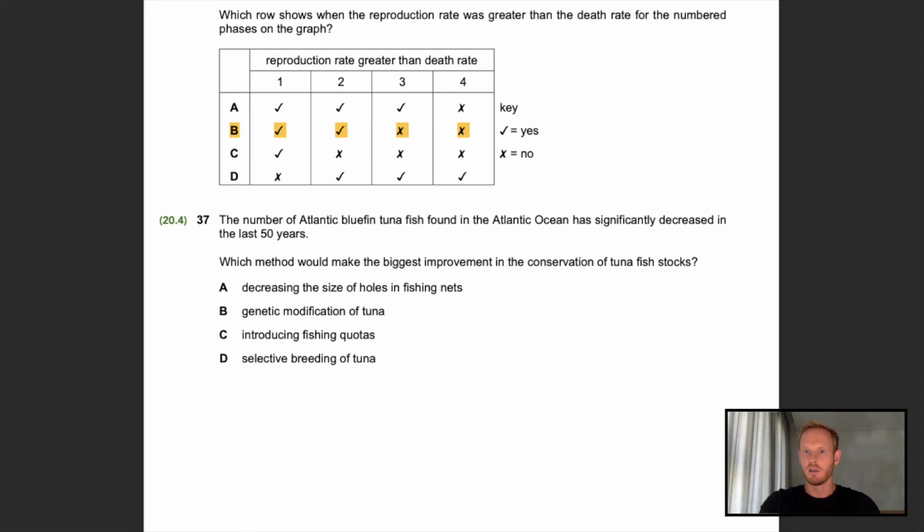Number 37. The number of Atlantic bluefin tuna fish found in the Atlantic Ocean has significantly decreased in the last 50 years, and this would be due to overfishing. Which method would make the biggest improvement in the conservation of tuna fish stocks? So decreasing the size of holes in fishing nets makes no sense, as that would allow fewer juvenile fish to escape. Genetic modification and selective breeding of tuna have nothing to do with the rate at which they're being fished. So the correct answer is introducing fishing quotas, which place restrictions on the number and size of tuna that a particular fishing operation is allowed to catch.